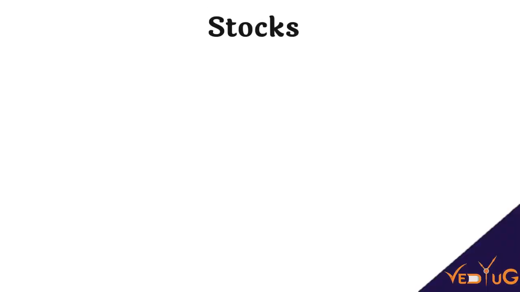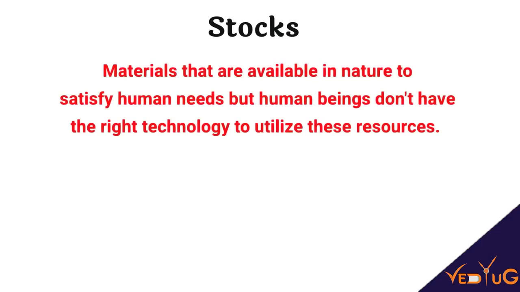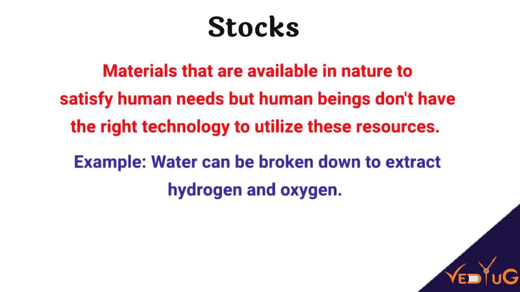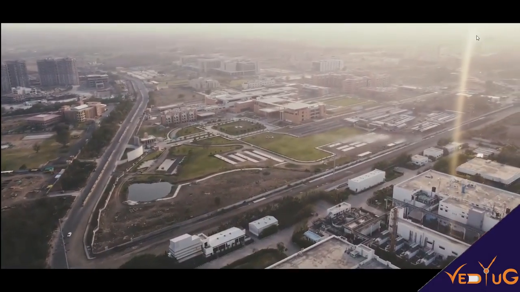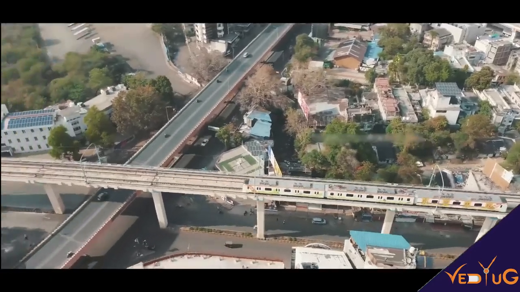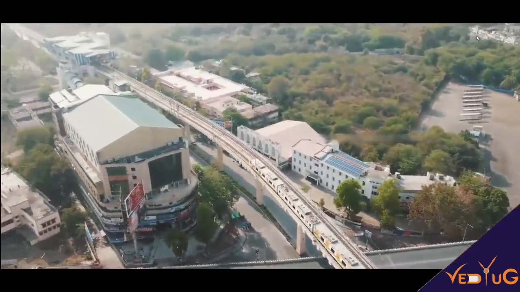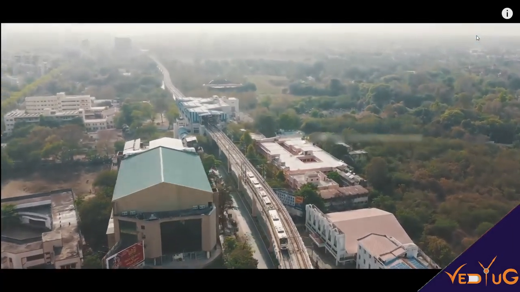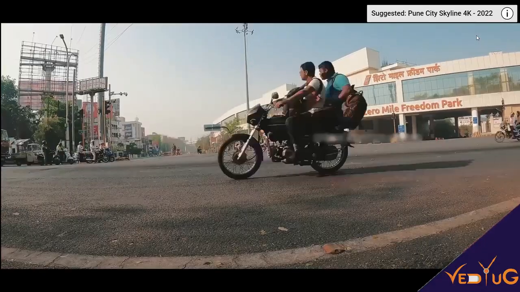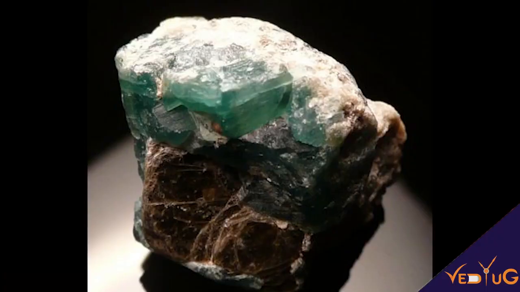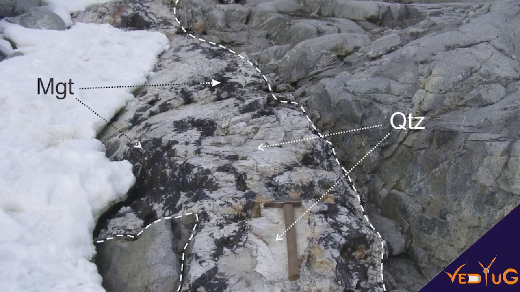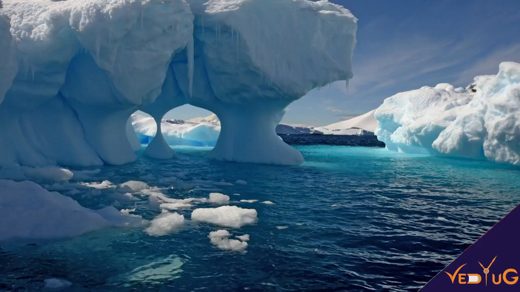Now coming to stocks. Stocks are the resources that are available in nature to satisfy the needs of human beings, but we don't have the right technology to utilize them. So we can say we don't have the developed technology or know-how to use them for our purpose. For example, there are many minerals and resources available below the icebergs of Antarctica, but we don't have the developed technology to use them.